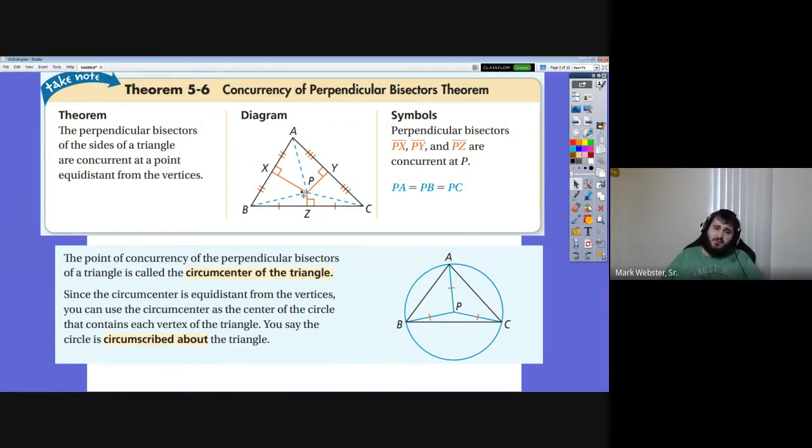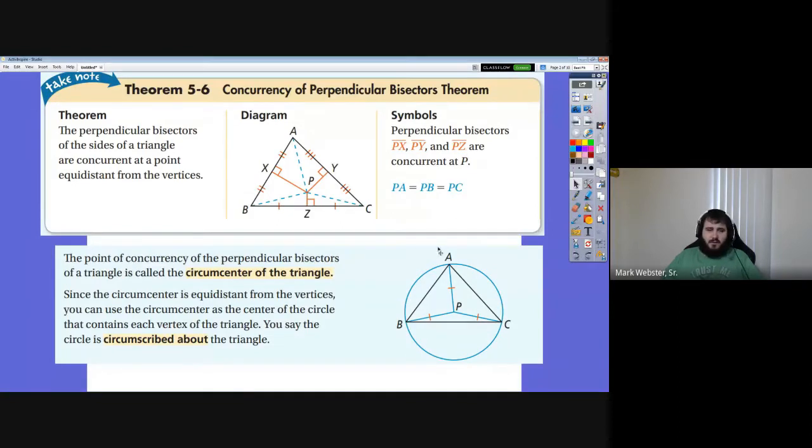So what makes this spot special is that it's the exact same distance away from these 3 points, the 3 vertices of the triangle, A, B, and C. And so basically, if you look at what this says here, if you've got the place where the 3 perpendicular bisectors line up, if you measure from that spot to the corners of the triangle, they're all the same.